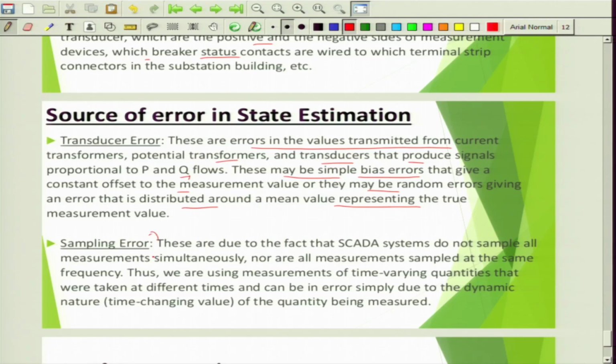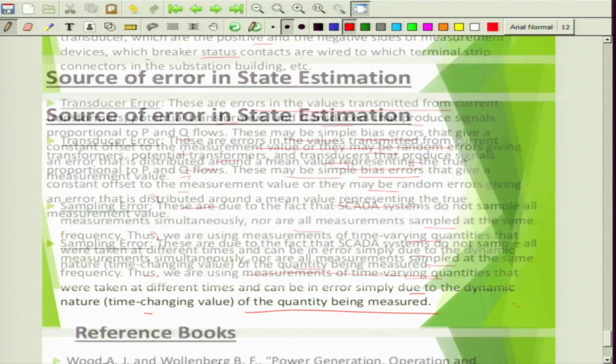And there is sampling error. These are due to the fact that SCADA systems do not sample all measurements simultaneously, nor are all the measurements sampled at the same frequency, right. Thus, we are using measurements of time varying quantities that were taken at different times and can be in error simply due to the dynamic nature, the time changing values, of the quantity being measured. Hence, the SCADA based measurement is less accurate compared to PMU, where you get time sampled data. So the state estimator would be more accurate.